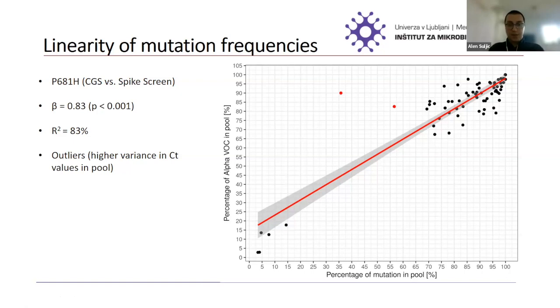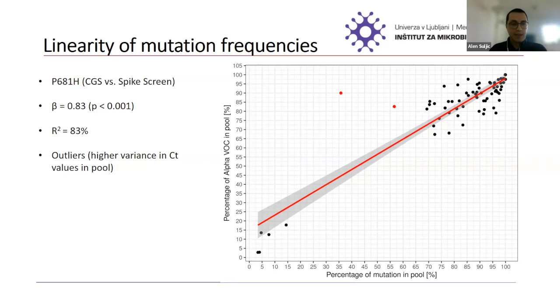So we can observe a nearly linear relationship with a coefficient of 0.83. That is so close to 1 that we can say that the increase in the P681H mutation in the pool, that the rise of 1% of this mutation directly corresponds to the rise of 1% of the alpha variant in that pool.